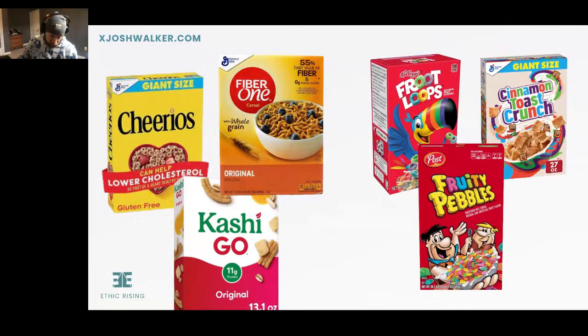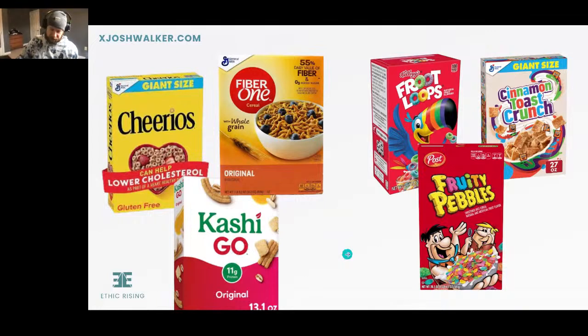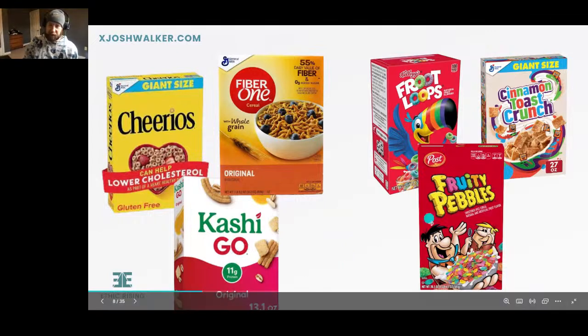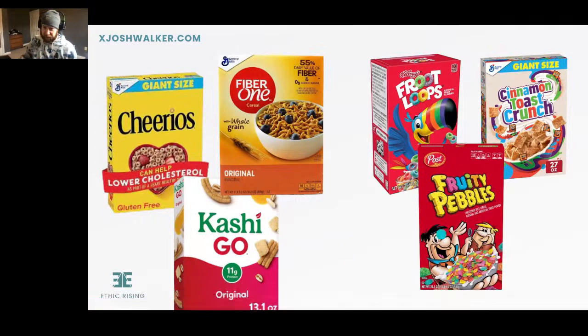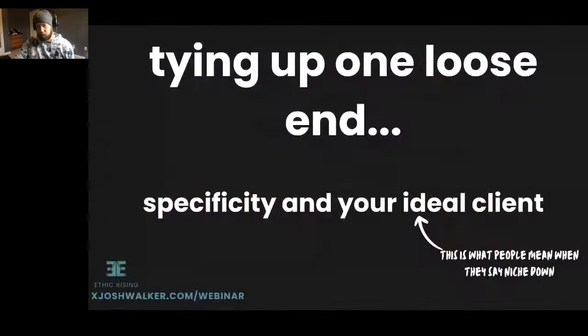And so this is fairly specific in saying, this is who I'm for. My ideal client is probably somebody who is healthy. My ideal client is probably like a kid, or just somebody that likes huge flavorful explosions in their mouth from their cereal. So I wanted to tie up a loose end that I felt I didn't really hit on last week, and that is specificity and understanding your ideal client.